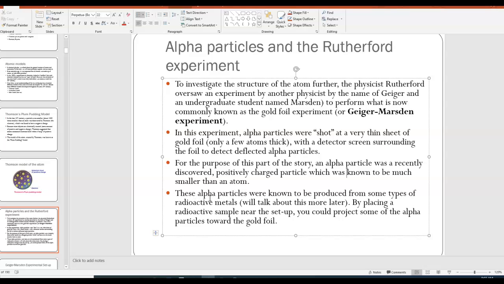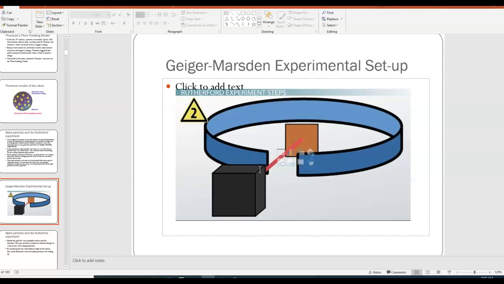And these alpha particles were known to be produced by some types of radioactive metals. They didn't know what radioactivity was at the time, but it turns out that some substances like heavy metals emit these alpha particles. And so the idea is if you take a piece of this metal that's emitting these alpha particles in all directions, if you put a sample near the setup, you could project some of the alpha particles towards the gold foil.